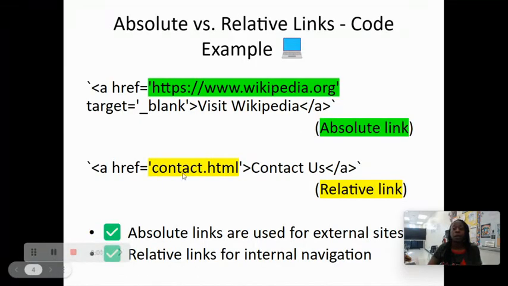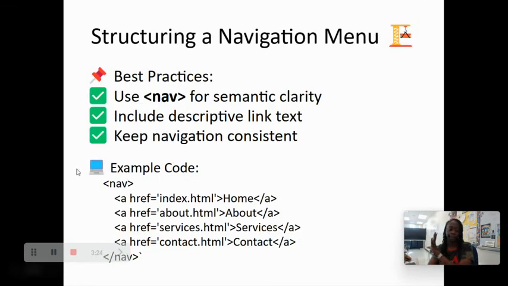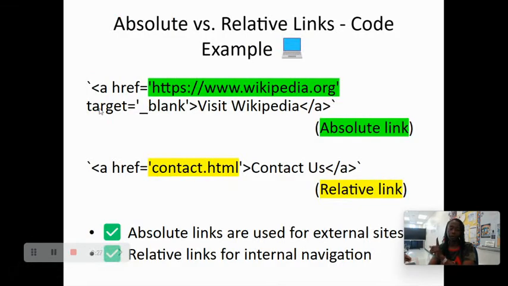All right. So here's an example of the code for absolute and relative links. So you start with the A for anchor, href, H stands for hyperlink, and then the ref is reference. So you have your href attribute, and then you have your value. For this one, it's going to wikipedia.org. So it's going to another website. Then we have target underscore blank because we wanted to open up in a separate tab. Then we have the words visit Wikipedia, which is our actual text that we're going to click on. And then we have our closing anchor tag. So this is an absolute link because it's going to another website.